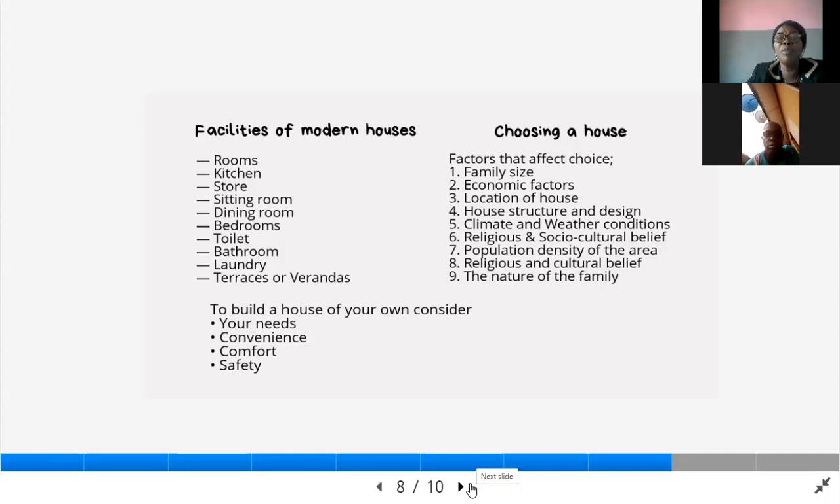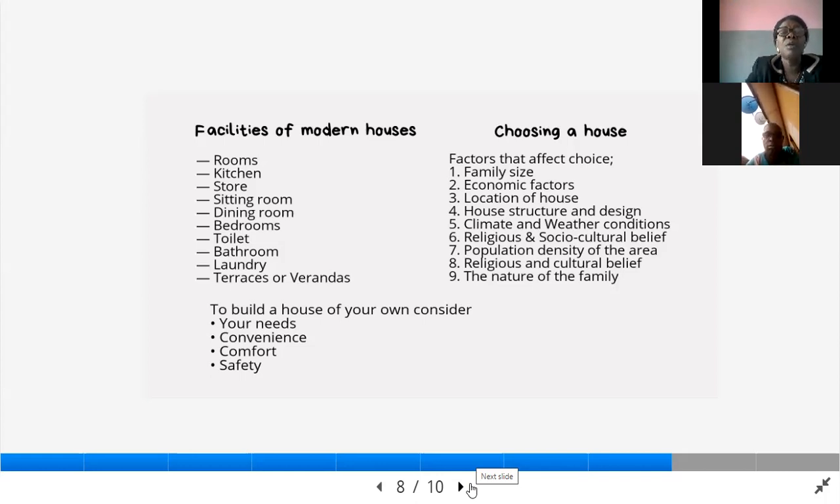You have the population density of that area. Look at the population density of the area where you want to make a choice of house, whether you're renting it or you're building. You also have to look at the religious and cultural belief of your family. Then look at the nature of the family.